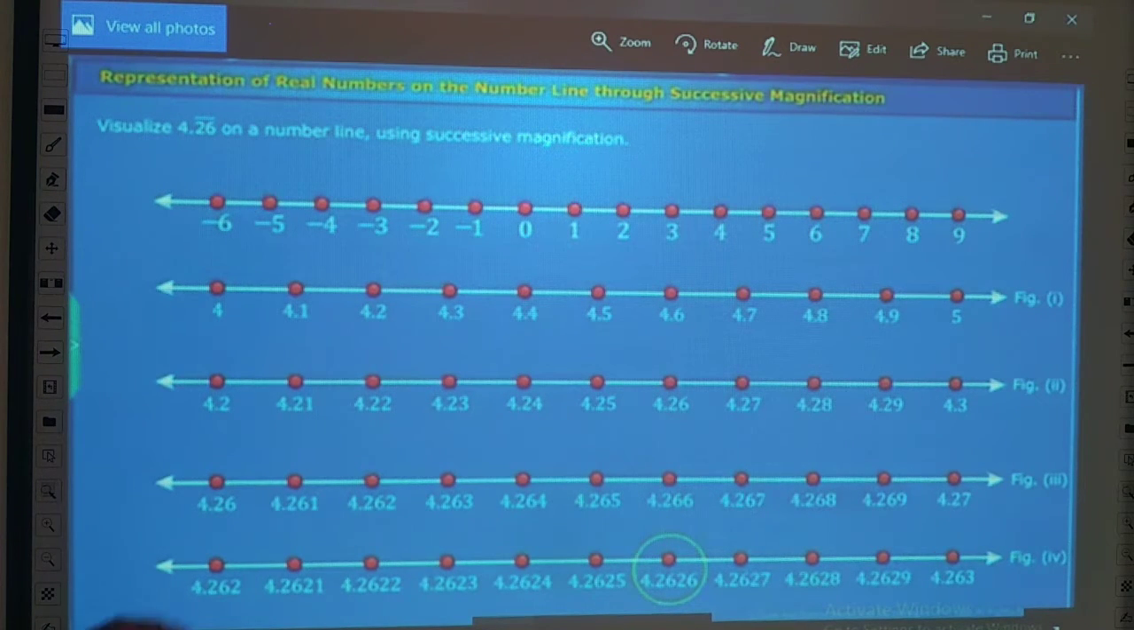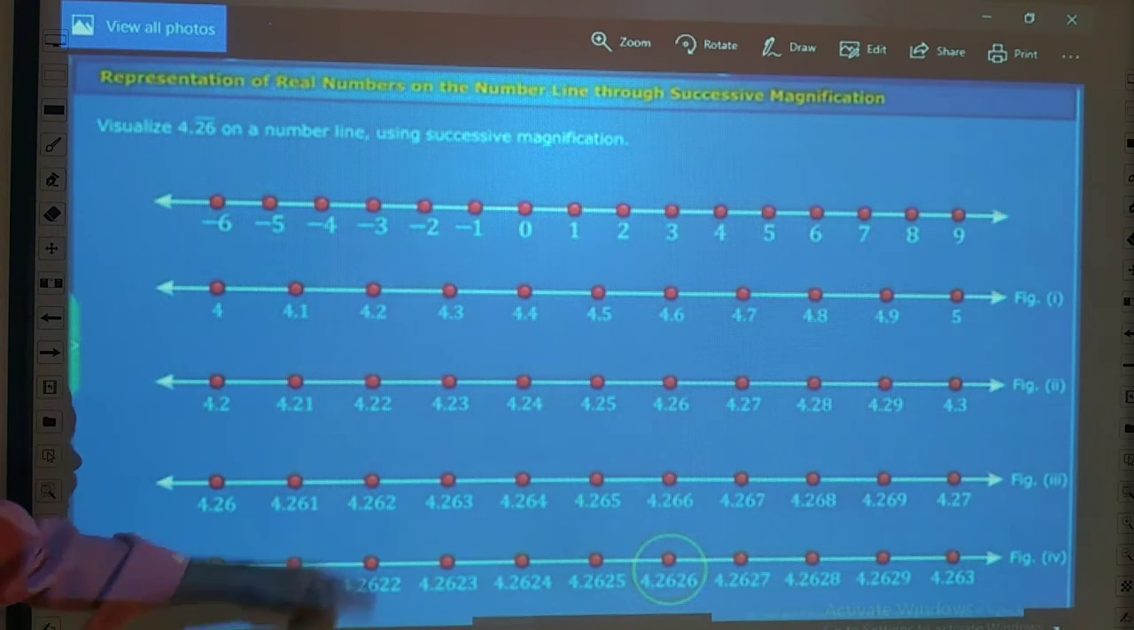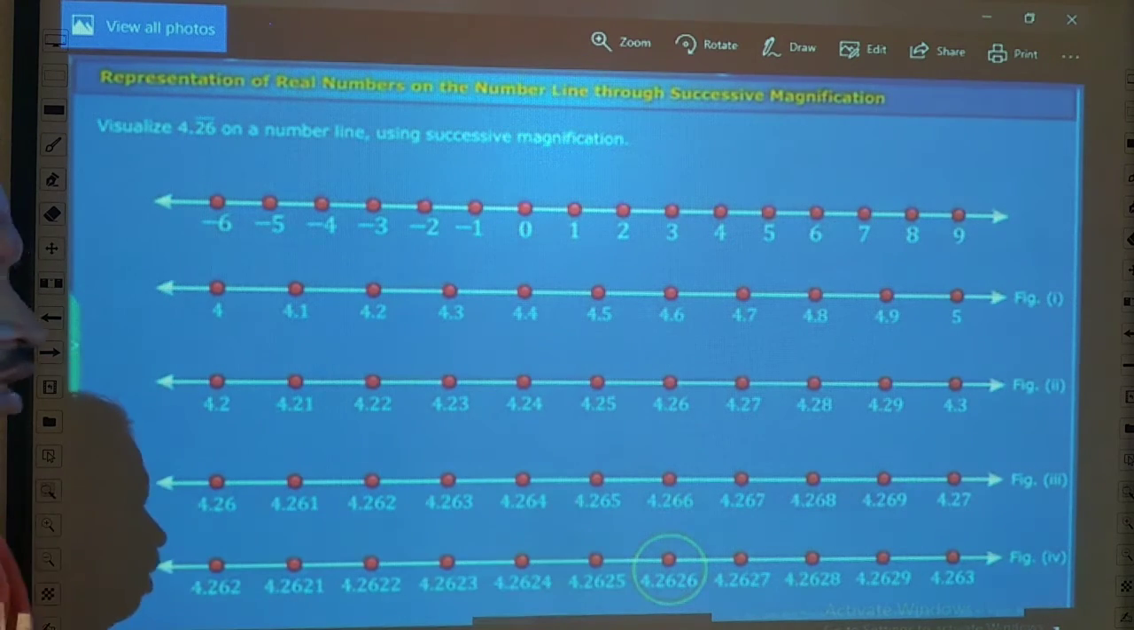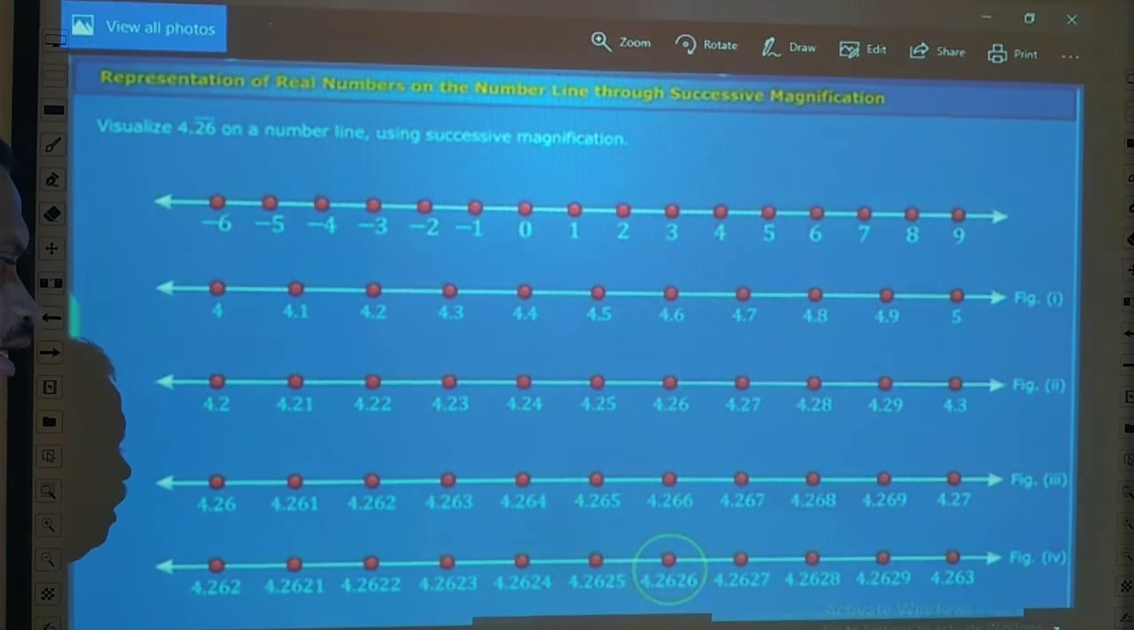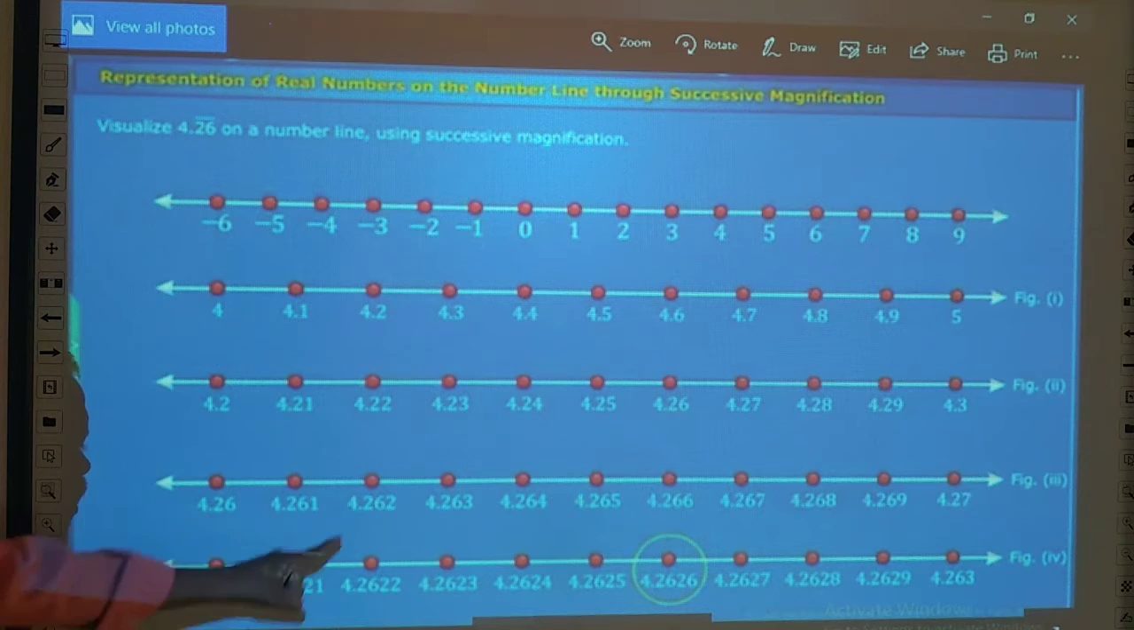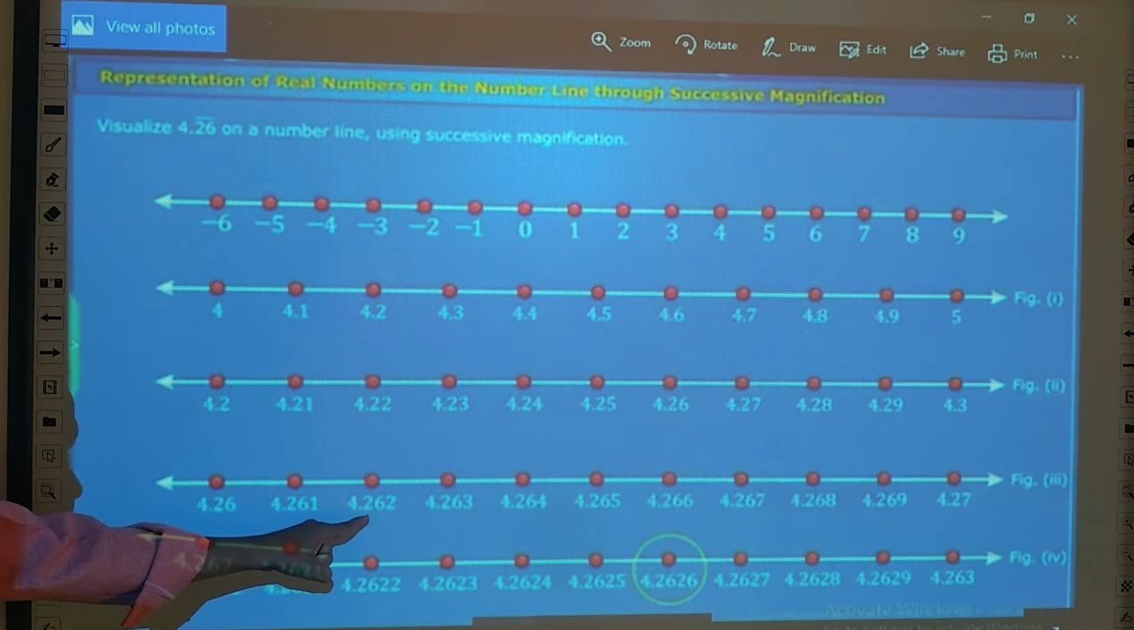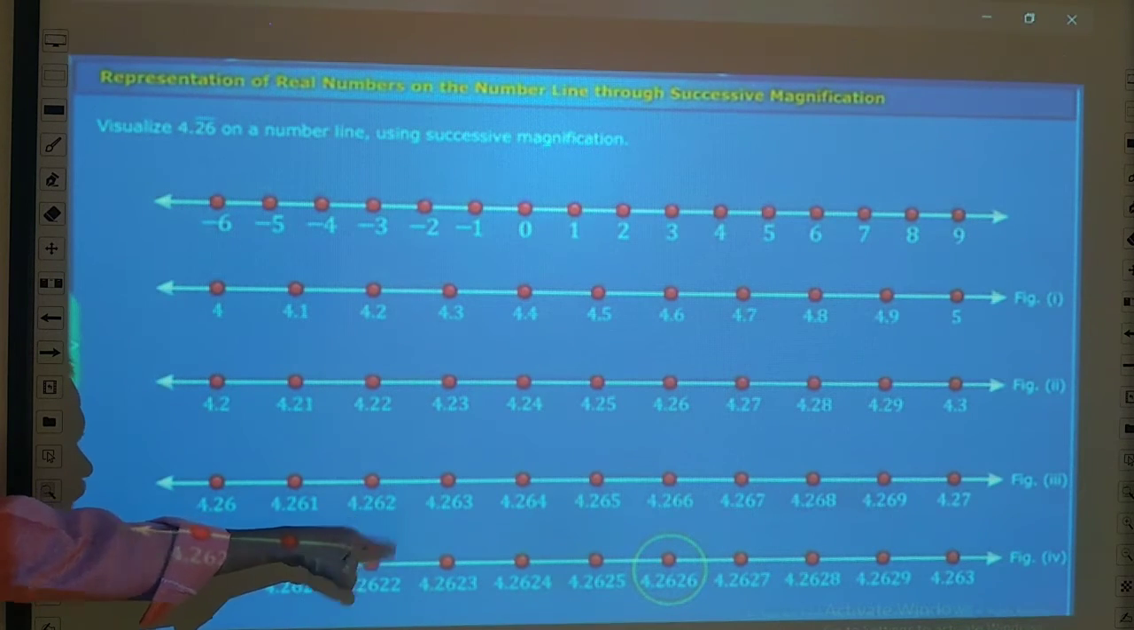And now after that to get the third place after the decimal again 2 we have to get. So for that we have to magnify 4.26 to 4.27. So you see 4.26, 4.261, 4.262 etc. 4.27. And again if you try for 4.2626. So now 4.262 where it is here. 4.262 is here.